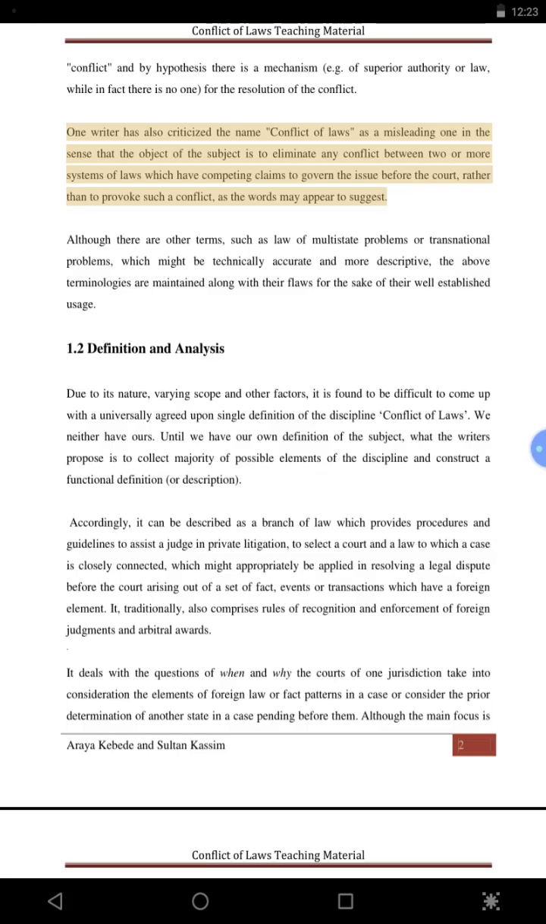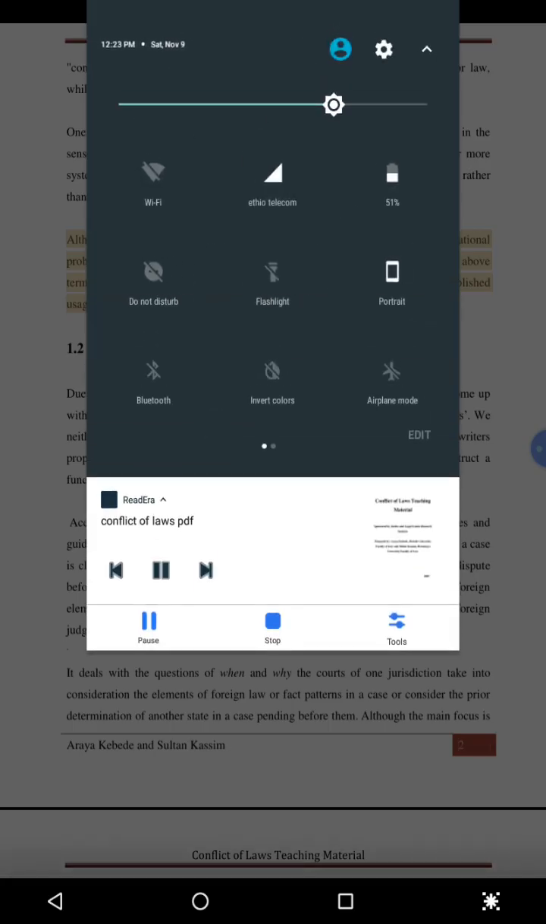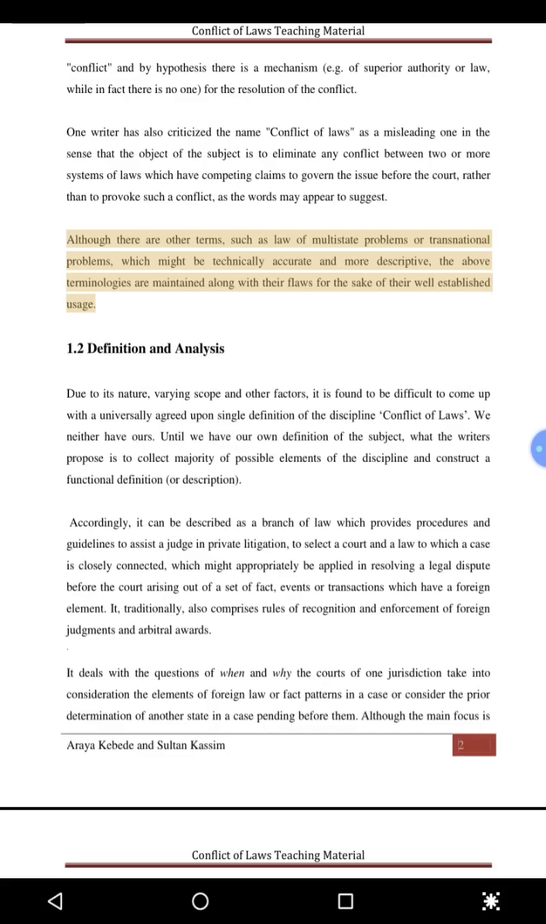One writer has also criticized the name, conflict of laws, as a misleading one in the sense that the object of the subject is to eliminate any conflict between two or more systems of laws which have competing claims to govern the issue before the court, rather than to provoke such a conflict, as the words may appear to suggest. Although there are other terms, such as law of multi-state problems or transnational problems, which might be technically accurate and more descriptive, the above terminologies are maintained along with their flaws for the sake of their well-established usage.